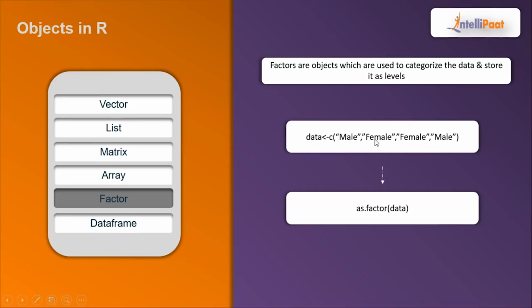So this basically means that we can convert this into a categorical variable. That is, we can convert this into a categorical variable which would have two categories. The first category would be male and the second category would be female.